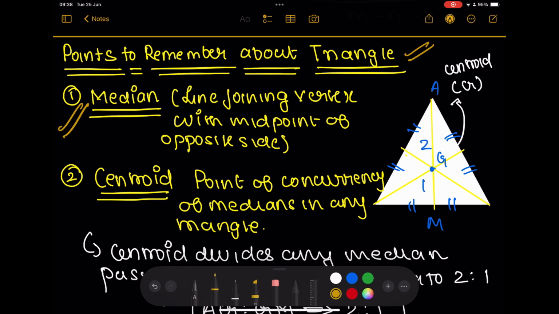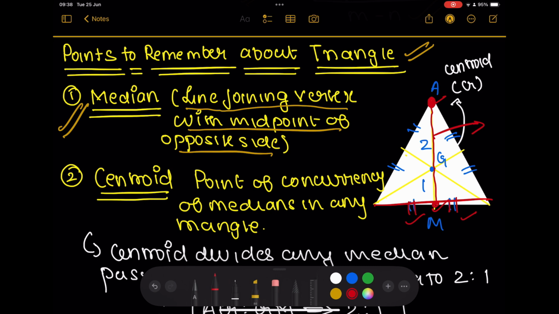So first one is median. So median is basically a line joining the vertex with the midpoint of the opposite side in a triangle. So basically, if this is the vertex of a triangle, then this is the opposite side to the vertex, right? And this line which joins the vertex to the midpoint. Midpoint is basically like if this is the opposite side, the midpoint divides it into two equal halves. The line joining this opposite vertex to this midpoint, this line is known as the median of the triangle.